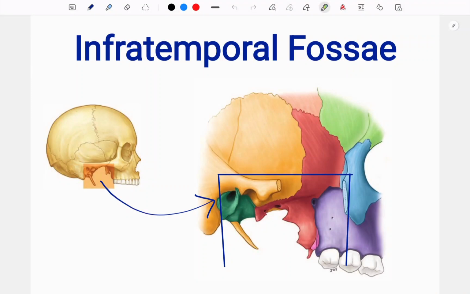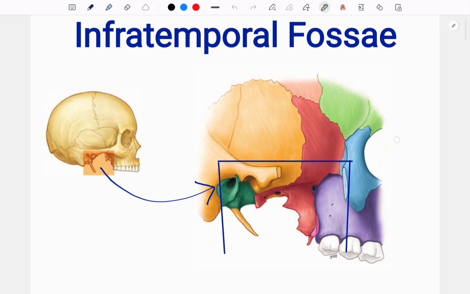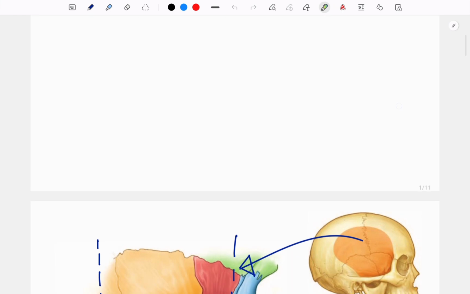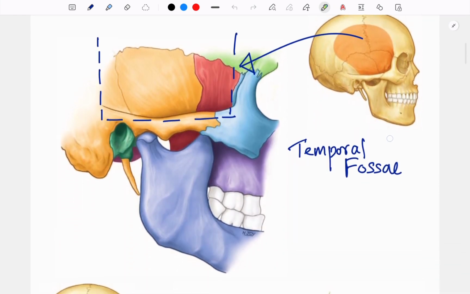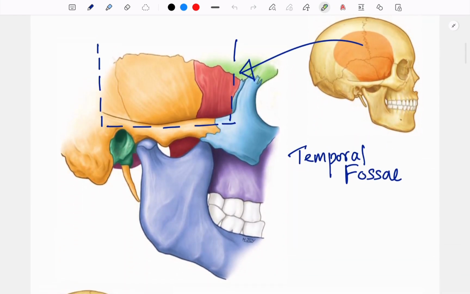In this video, I'll be discussing an important anatomical region in the skull. It is the infratemporal fossa. So now let's see what this infratemporal fossa is. As the name implies, it is inferior to the temporal fossa. This is the temporal fossa area. Below that we have the infratemporal fossa.